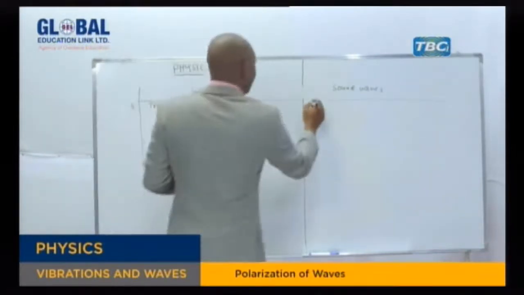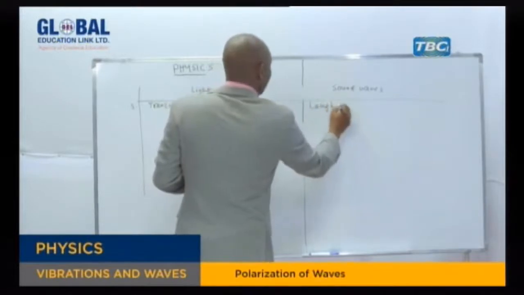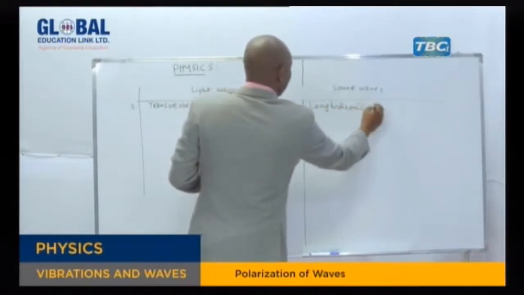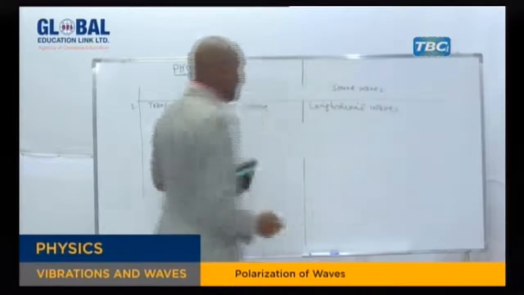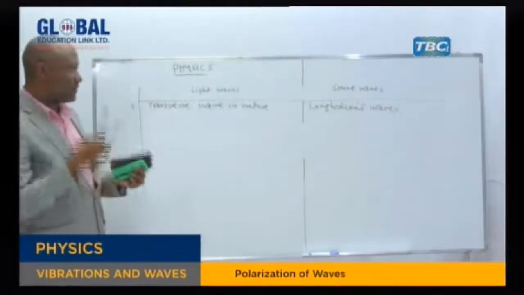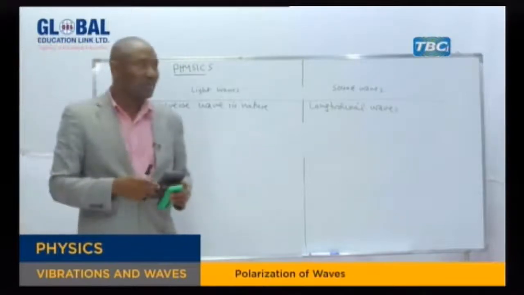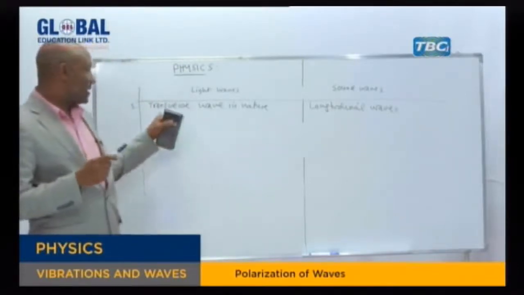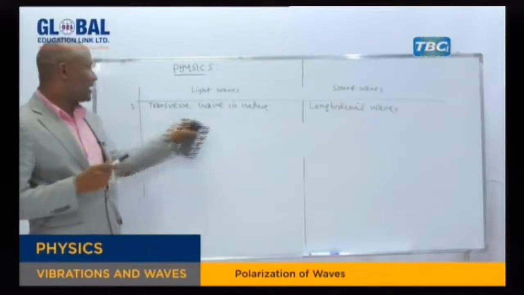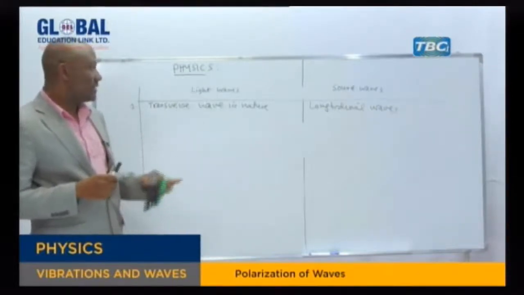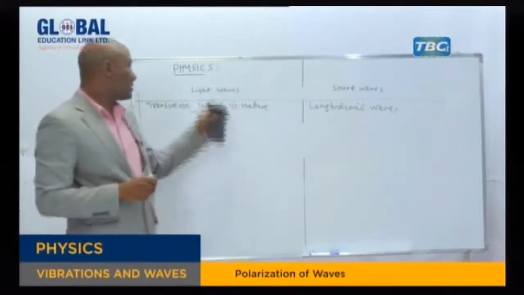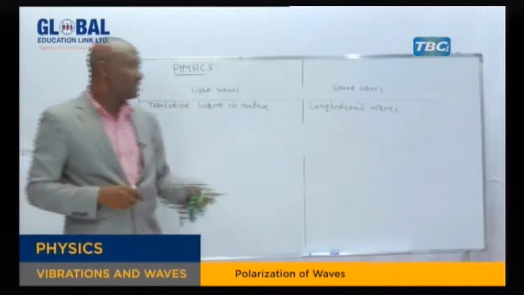Here, this is a longitudinal wave. If you're following up on the first part of the discussion on polarization, you can have this idea that light and sound waves can be differentiated in this way. This is the transverse, the other one is the longitudinal wave.